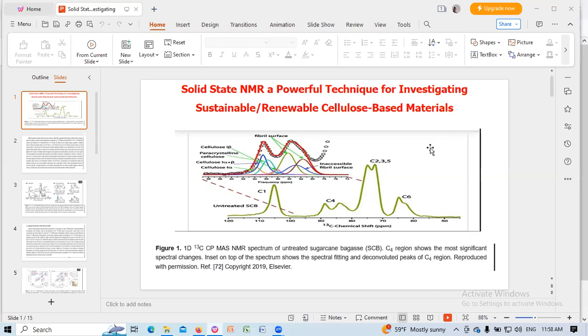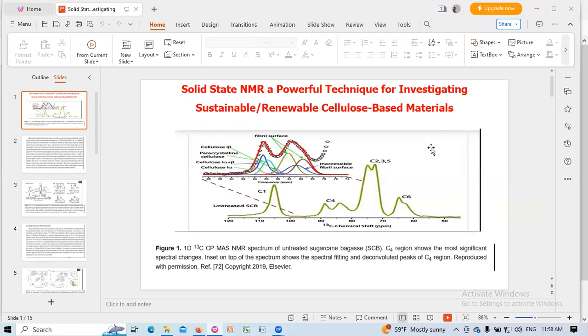The NMR spectrum extends over a chemical shift from 57 to 108 ppm. C6, carbon 6, is at 57 to 67 ppm.